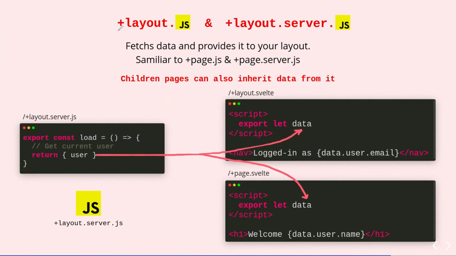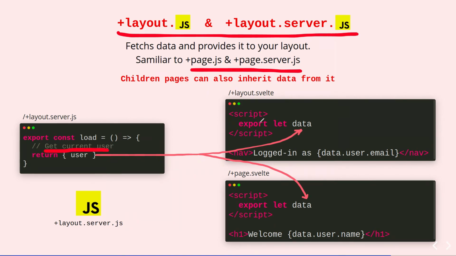Similar to the pages, layouts too have their corresponding JavaScript files, layout.js and layout.server.js, and they are pretty much similar to page.js and page.server.js files. They load data for the layout, and since the data is available to the layout, it is also available to the pages that fall under that layout. For example, we might need the logged in user info on most of the pages. It's best to load the user's data from the layout and access it across the pages.